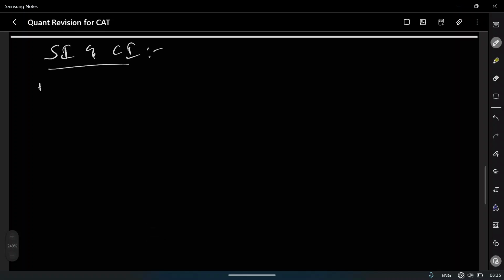So, the formula for simple interest equals PTR by 100. Here P is the principal amount, T is the time period, and R is the rate of interest.